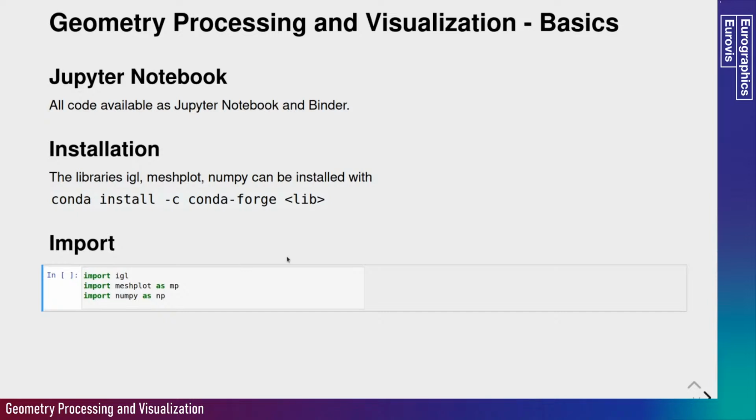So once the libraries are installed, we need to import them into our Jupyter kernel, and we can do this with the import statement from Python, and then we just import IGL, Meshplot, and NumPy, and that's all for our tutorial. Okay, so let's look into how we represent geometry with libIGL.